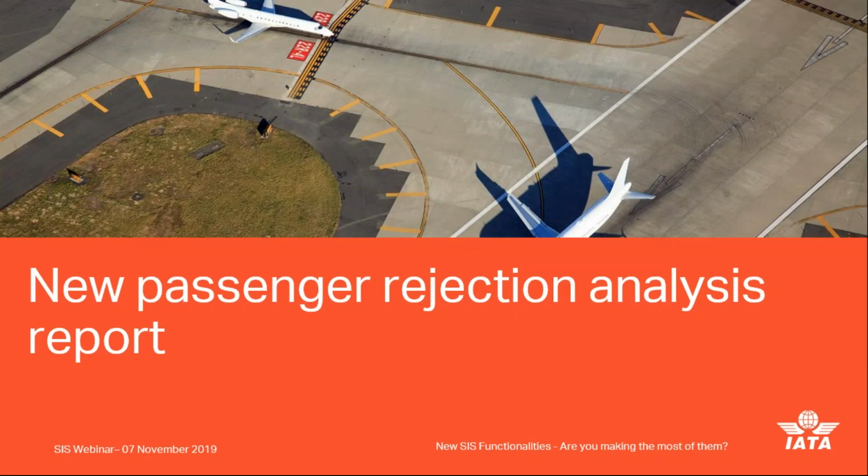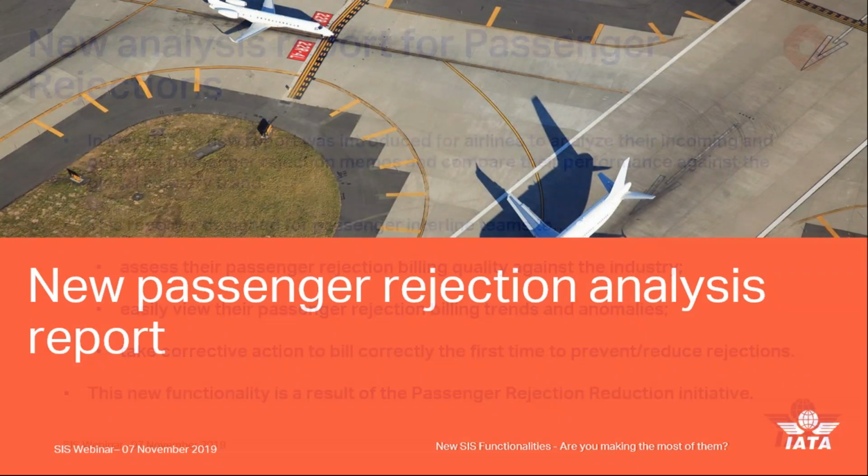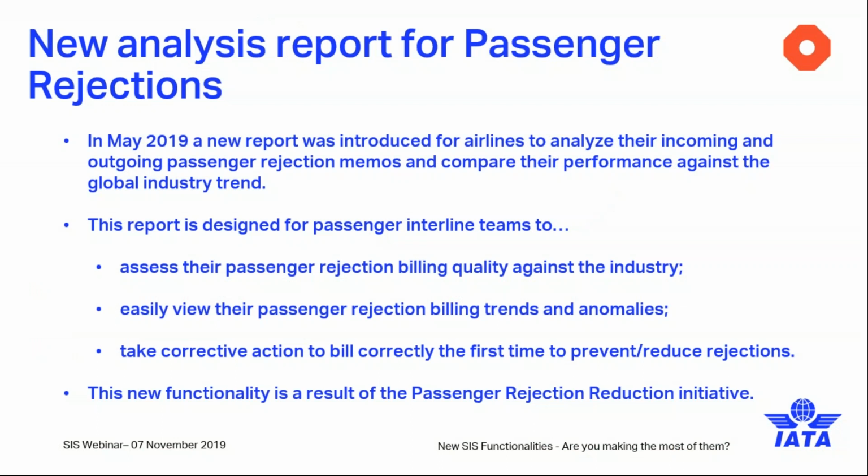So we'll move on to the next section now. We covered 2 of the functionalities that will be deployed tomorrow. Now we're going to discuss 2 of the new functionalities and features that were introduced in May of this year earlier. The new passenger rejection analysis report. Some of you may already be familiar with this report. If not, your super users will definitely be aware of this.